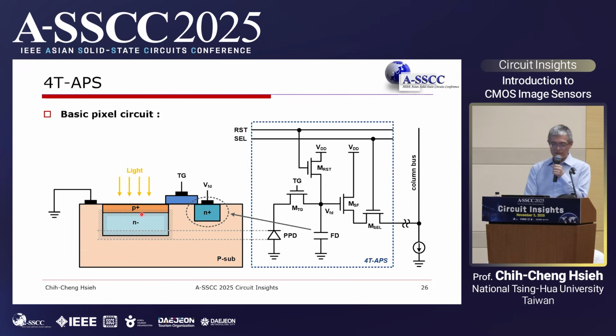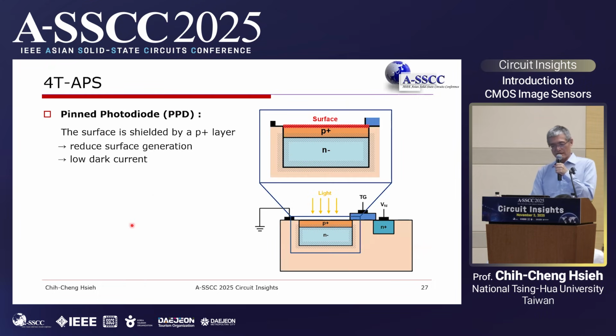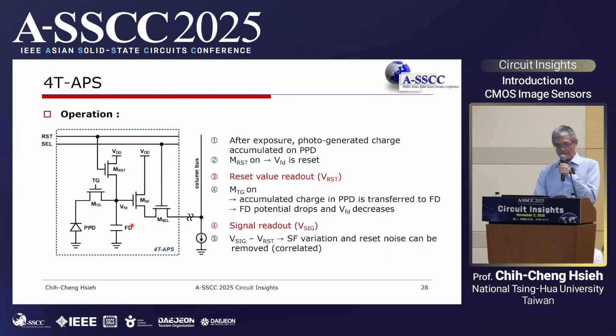Actually, this architecture comes from the CCD. That's why the performance of CMOS image sensor can be comparable with the CCD. It all comes from the adoption of this pinned photodiode. Okay, I need to speed up, right? Okay, and so let's see the operation.